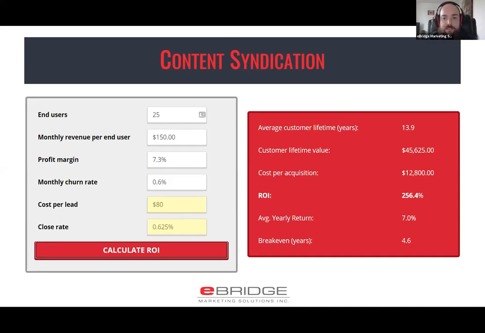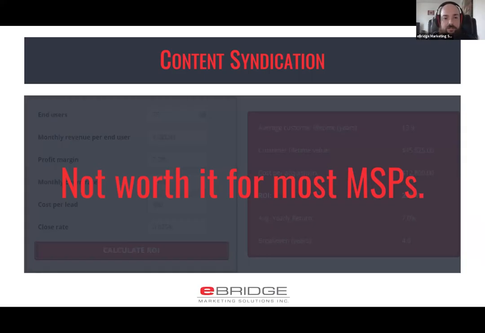At first glance, that sounds pretty good. 250%, I think that's a substantial ROI. But then we go back to our rule of thumb about the return on ad spend, about 500 to 600%, and it's about half the range we'd like to be in by that rule of thumb. And you can kind of see why, because if you look at the break-even time of 4.6 years, I mentioned I wasn't really sure what a rule of thumb should be for break-even time, but I feel pretty sure that 4.6 years is too long. So, I think pretty conclusively we can say that content syndication just is not worth it for most MSPs.